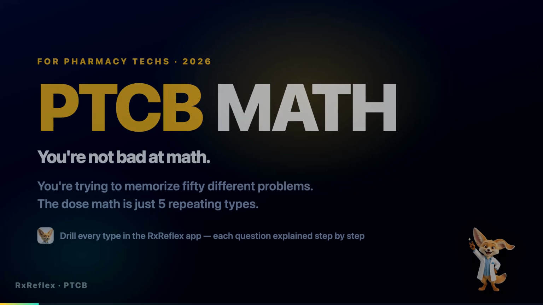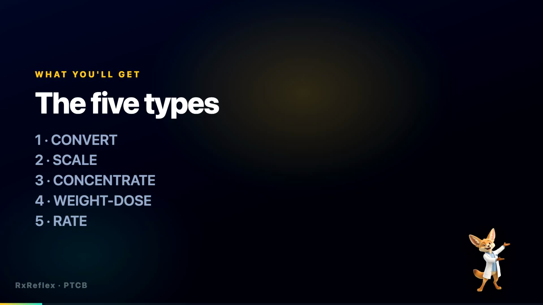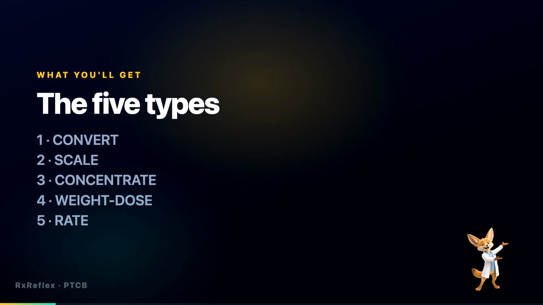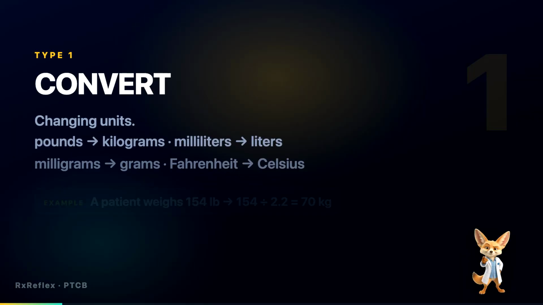studying them. Here they are: convert, scale, concentrate, weight dose, and rate. Write those 5 words down because from here on, every dose, every quantity, and every strength you calculate is one of them. Type 1. Convert.